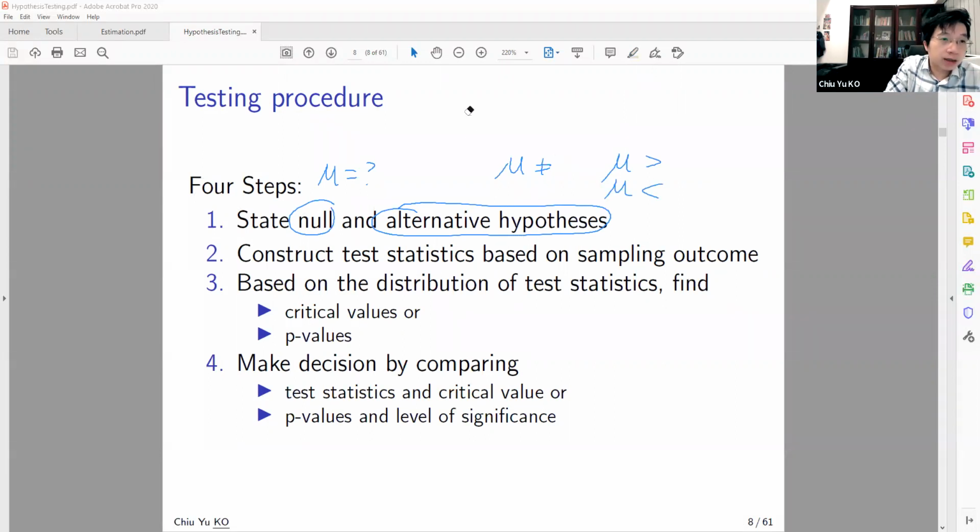Which one to use depends on the situation. As we said, it depends on the consequence. Okay, if violation on both sides matters, then you'd use this, right? If only one side of violation is important, then depending on which side, you would use one of those. Okay, and once you state it, you collect the sample, right? So based on the sampling outcome, you would compute the test statistic. Okay, what is this? It's unclear what it is, but later you will see.